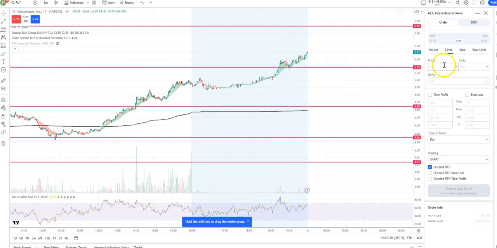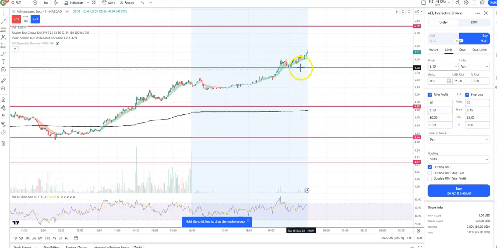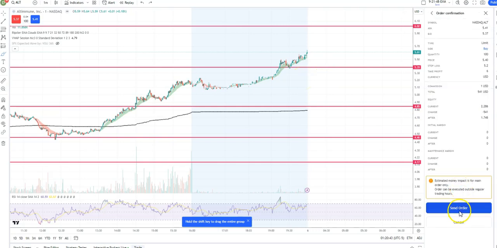In that case, how you enter: you go there, you want to enter at 5.4. We could be wrong, so that's okay. We want to take profit at $6, so I put $6 here. And my stop loss, if I'm wrong and it breaks 5.4, I want to get out, let's say at 5.2. So I just set 5.2. Then you click the button, you send the order, and see how it looks.